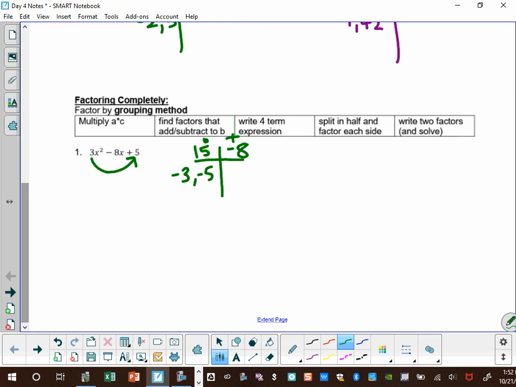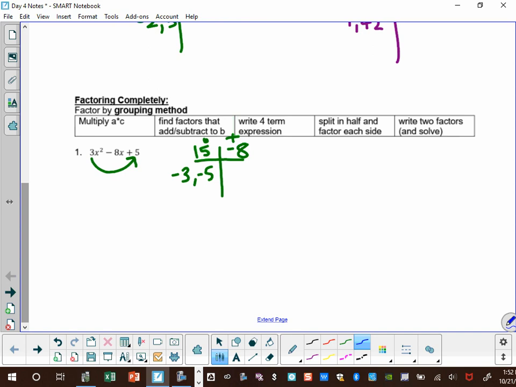Alright. So now we're going to actually factor this problem. We're not just going to stop there. This is called factoring by grouping. Because this number here is bigger than 1, I can't just do my little shortcut that we've already learned, where I can just make it x minus 3, x minus 5. That's not going to work.